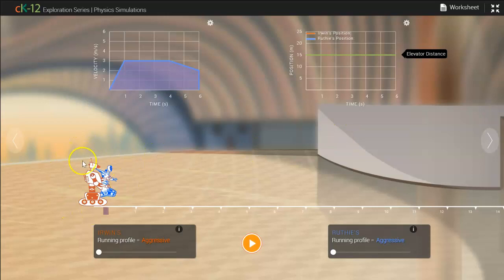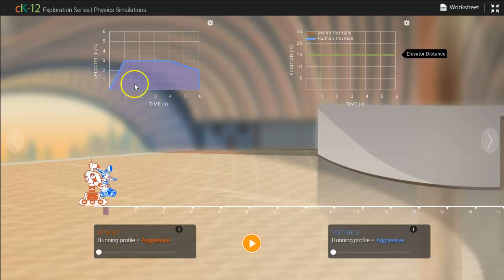So here we have our robots, and there's a little play button, and it tells us their running profile. So they're both going to start off as aggressive, and then I'm going to show you how it can change, or how these graphs will change based on their running style. But basically you have how they're running to the elevator. They're going to start here and move towards the elevator, and as we click play, we're going to see what happens to their velocity versus time.